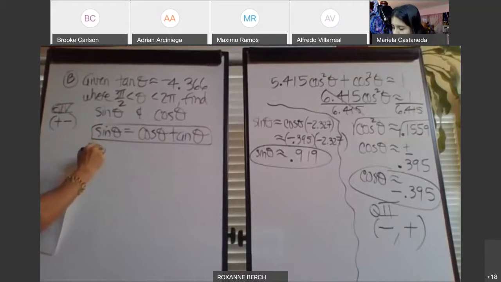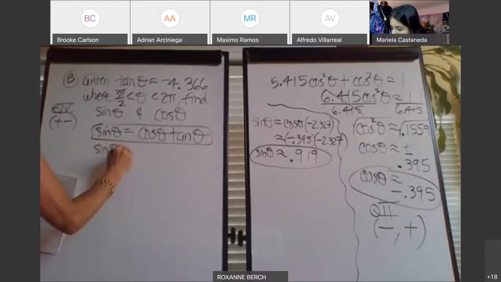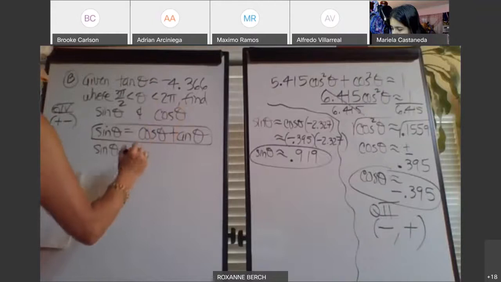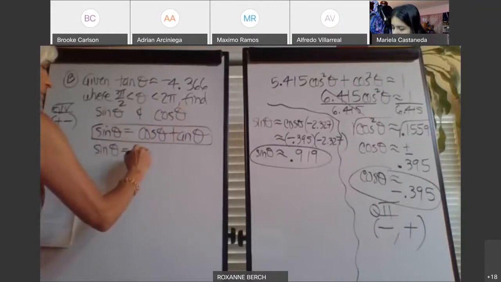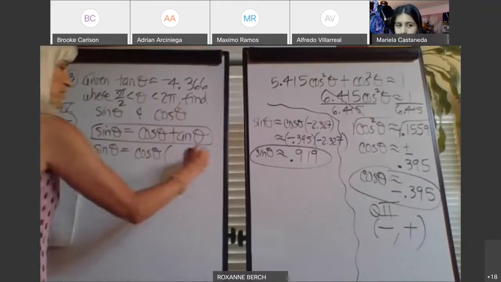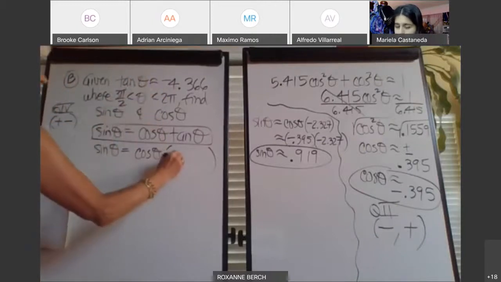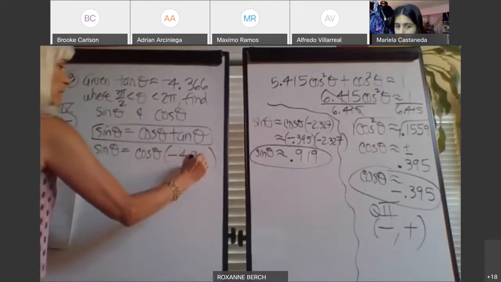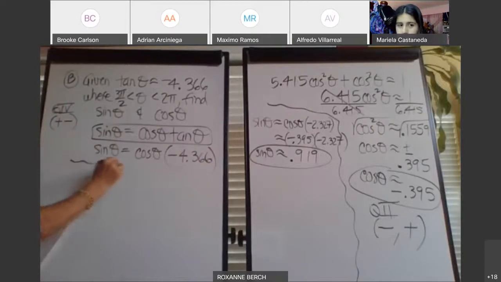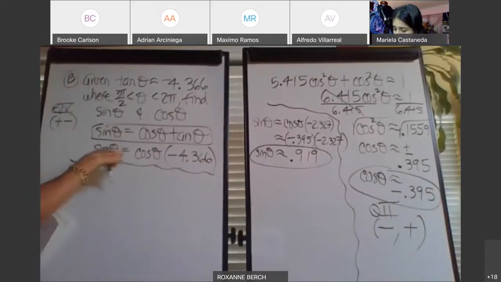So what I did before, and what Max was asking me about, is why did I do that with tangent? I'm going to do the same thing. I'm going to multiply by the actual value. Okay, now I have sine in terms of cosine.